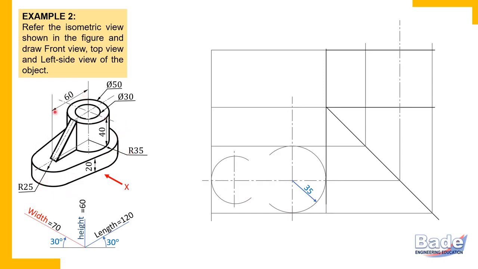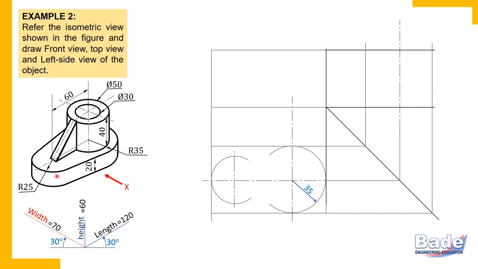Now principal edges, but this surface has no principal edge. This edge is not parallel to the length axis. Similarly, this edge also is not parallel to the length axis. These are inclined edges, non-principal edges. So how to draw these two edges? Now there are no principal edges, so these two are the non-principal edges.